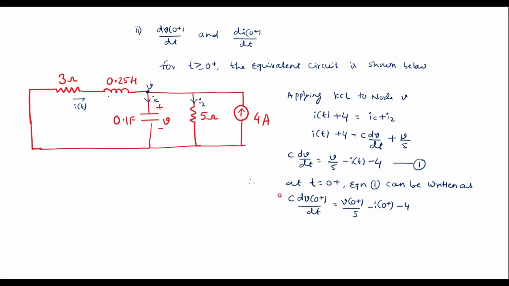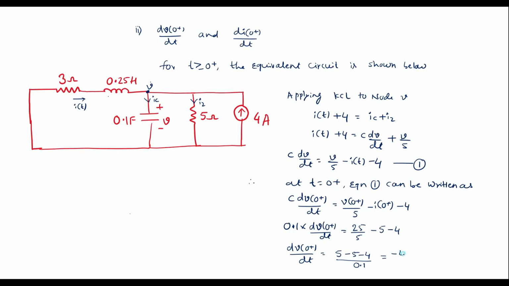Simplifying this, the value of C is 0.1. Into dV of 0+ by dt is equal to, already we have found V of 0+, that is 20 φu divided by φu minus I of C, which is also found, that is φu minus 4. So simplifying this, we'll get dV of 0+ by dt is equal to (φu minus 4) whole divided by 0.1.